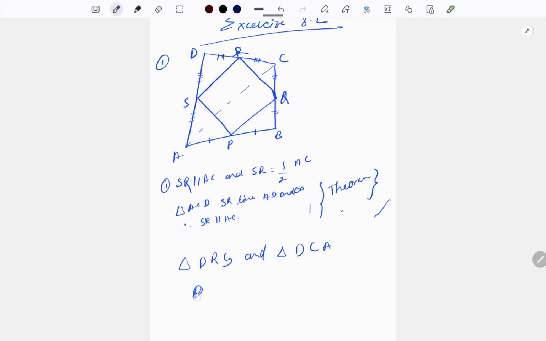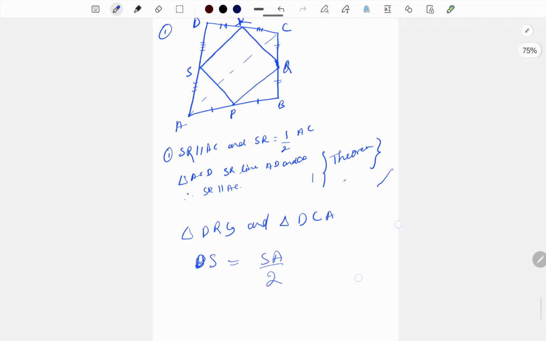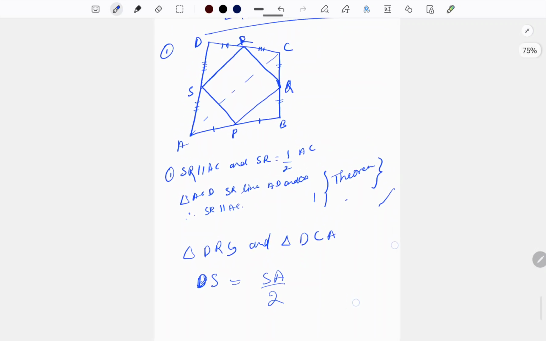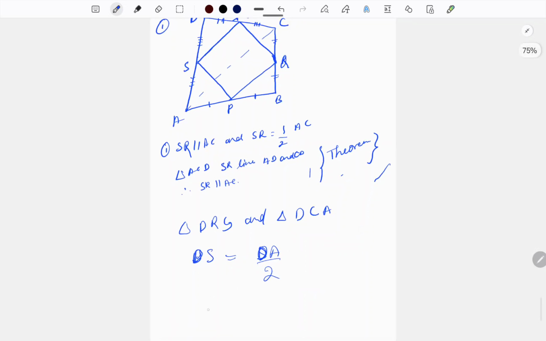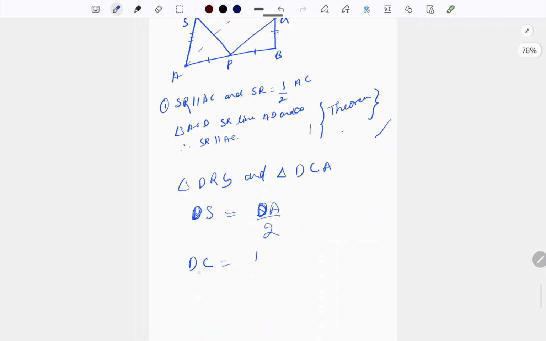Looking at DRS, DS is equal to DA/2. DS is equal to DA/2. Again, DR is equal to DC/2. DR is equal to DC/2.